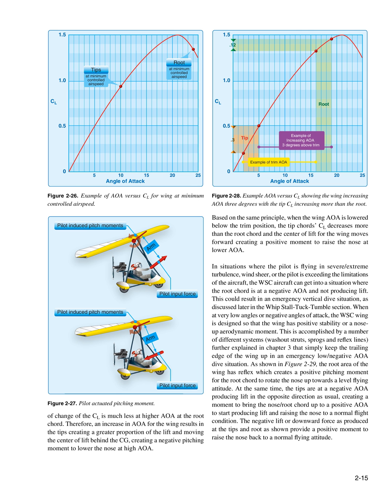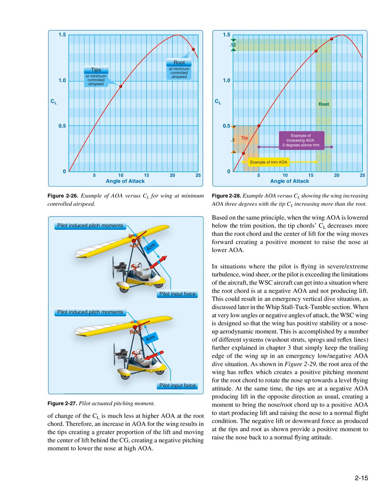In situations where the pilot is flying in severe/extreme turbulence, wind shear, or the pilot is exceeding the limitations of the aircraft, the WSC aircraft can get into a situation where the root chord is at a negative AOA and not producing lift. This could result in an emergency vertical dive situation, as discussed later in the whip stall tuck tumble section. When at very low angles or negative angles of attack, the WSC wing is designed so that the wing has positive stability or a nose-up aerodynamic moment. This is accomplished by a number of different systems, washout struts, sprogs and reflex lines, further explained in Chapter 3, that simply keep the trailing edge of the wing up in an emergency low/negative AOA dive situation.